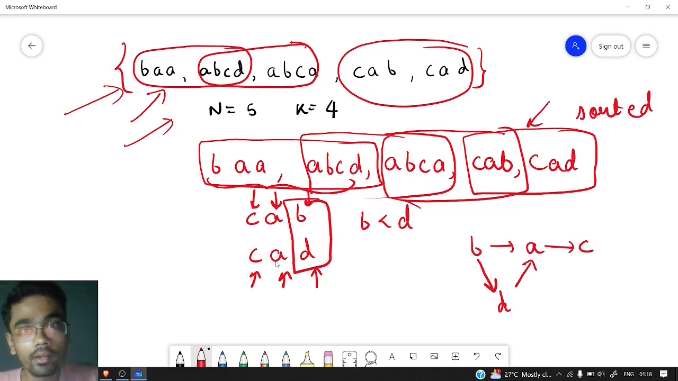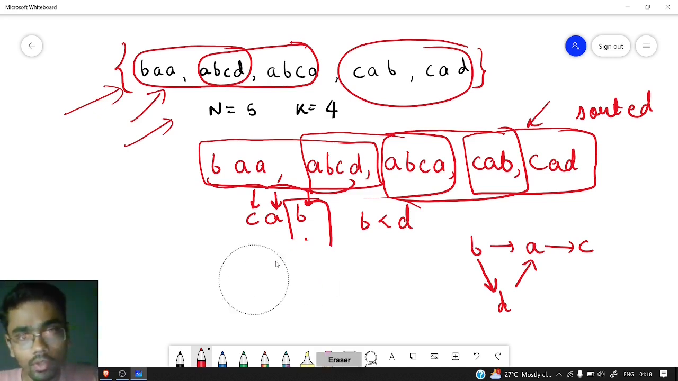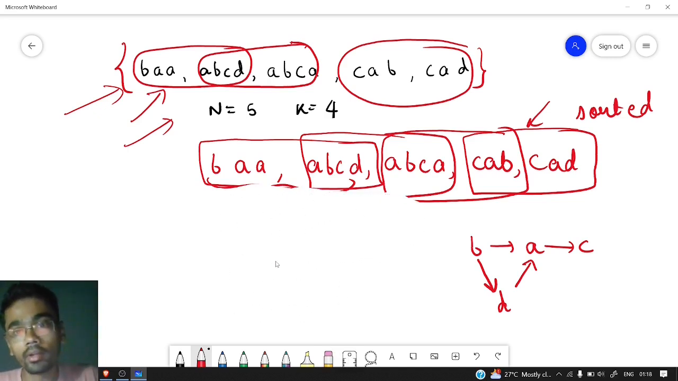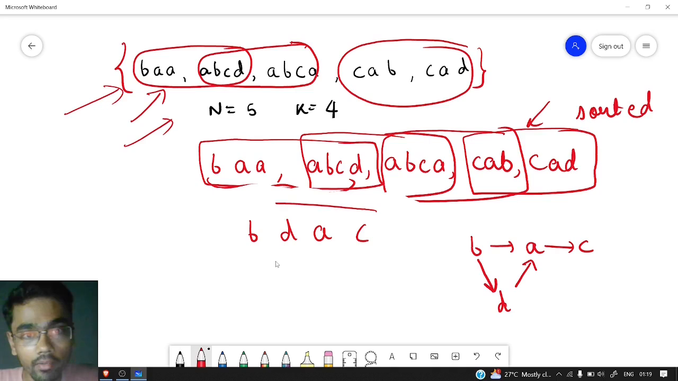We have compared all the pairs of words in our given test case, and what we can figure out about the order of the alphabets is that B should be coming before A, A should be coming before C, and D should be coming before A. So we can generate one such string of order of the alphabet. Now let us see if it follows this particular order or not.